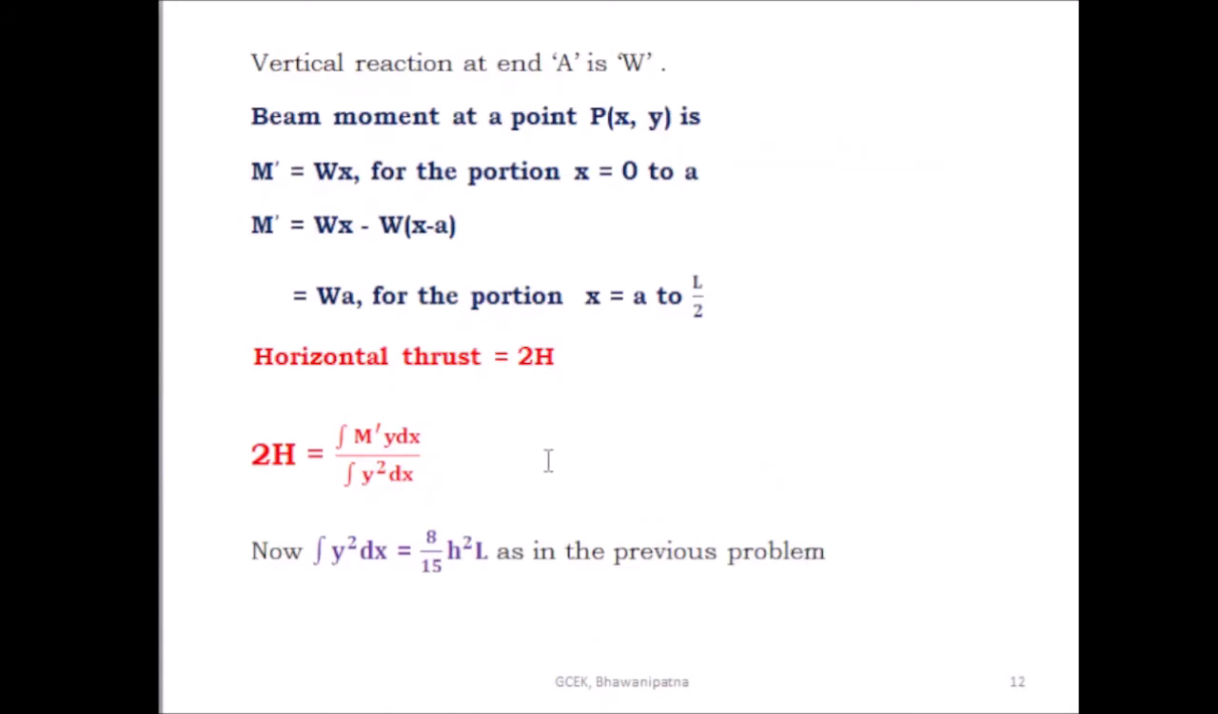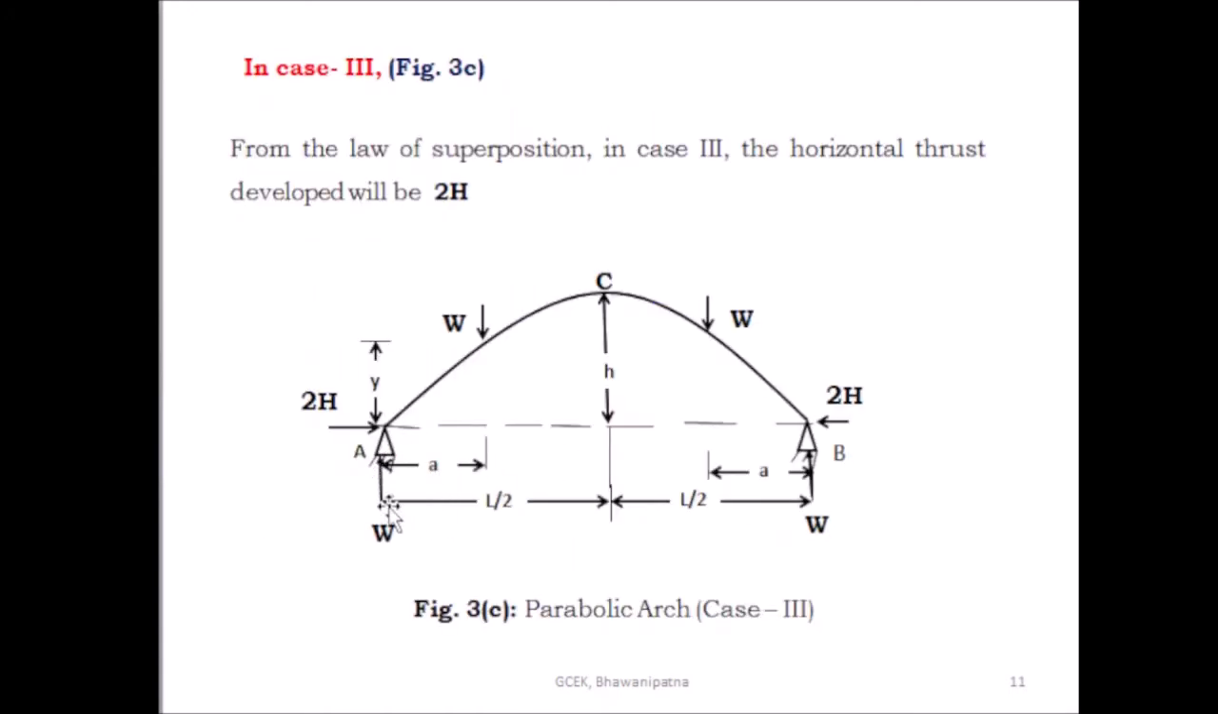So here you have to find out the beam moment first. Due to this vertical reaction at A, you have to find out between 0 to A and between A to L by 2, because this is the origin. So this is 0 and this distance is A. So at a distance A, there is a concentrated load. So you have to find out what is the beam moment between 0 and A, and what is the beam moment between A and L by 2. So here you have to take a point P, and find out what is the beam moment here.